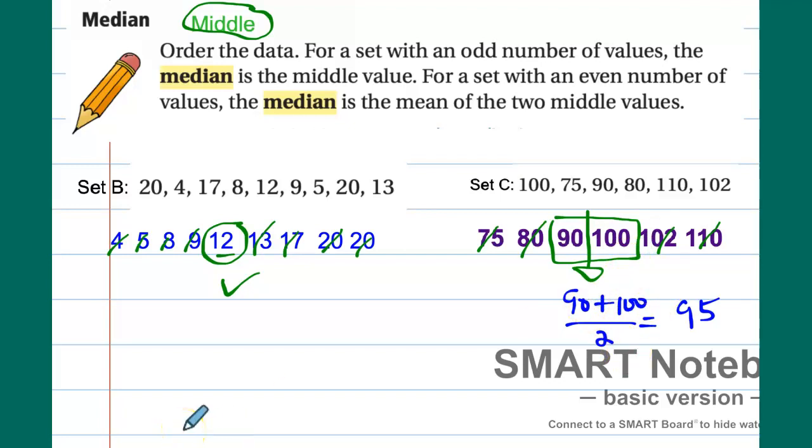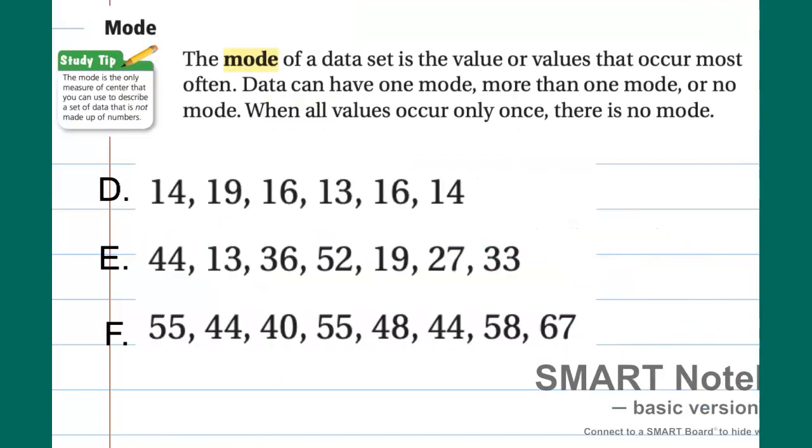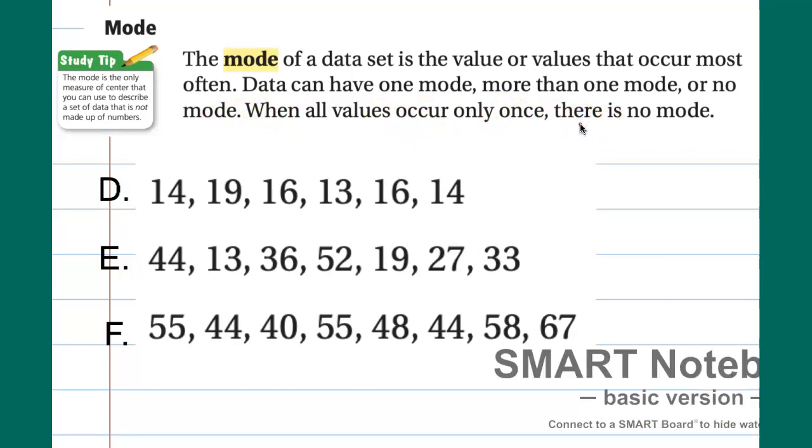We're going to the last measure of center, the mode. The mode of a data set is the value or values that occur most often. Data can have one mode, more than one mode, or no mode. If all values occur only once, you say no mode. Okay, you don't say 0. 0 is still a number.